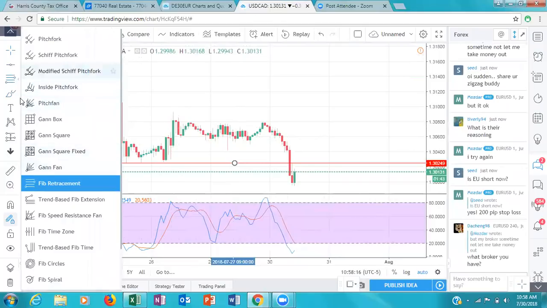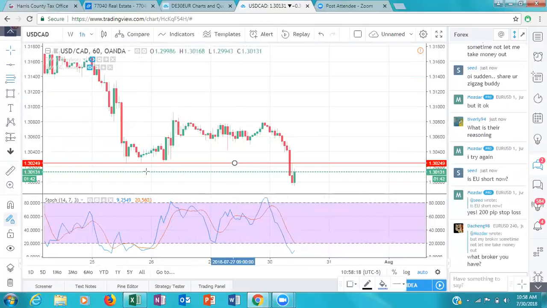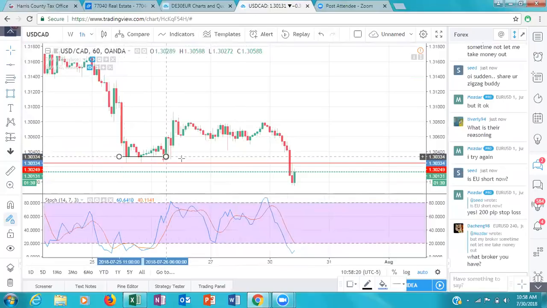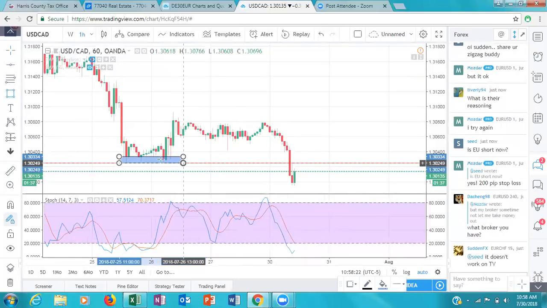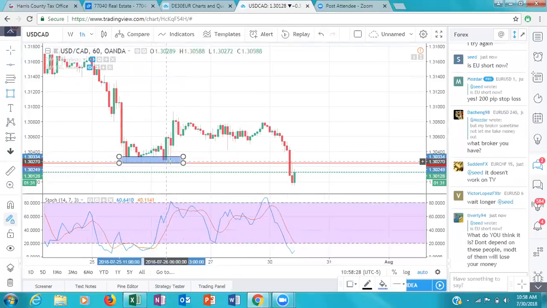So, as you can see, you see this support. You see how price tested this line. Wick, go up. Wick, go up. Wick, go up. That's 4 failed tests of support. It's going to push up. And this is how you can identify support.